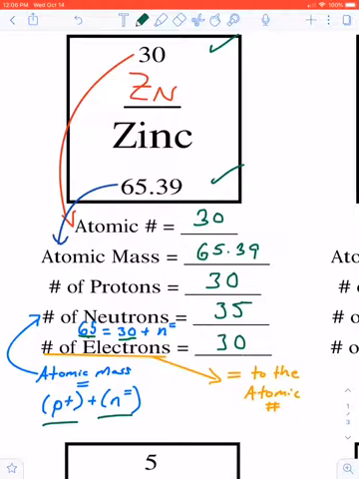Some of you are saying, well, wait a minute, isn't it 35.39? And you'd be kind of right, except remember, we have to round this number, because we can't have a part of a neutron. Neutrons and protons are only whole. There's no 0.39. So you can either do the math and round it here at the end, or you look up here and round this number to 65 and then do the math like I did down here.